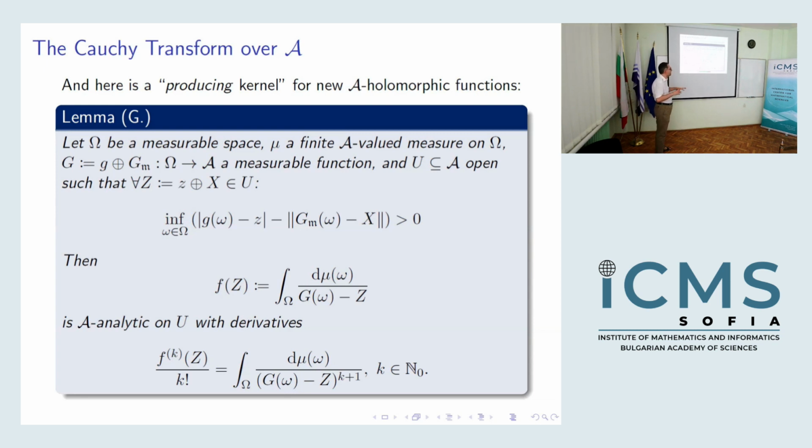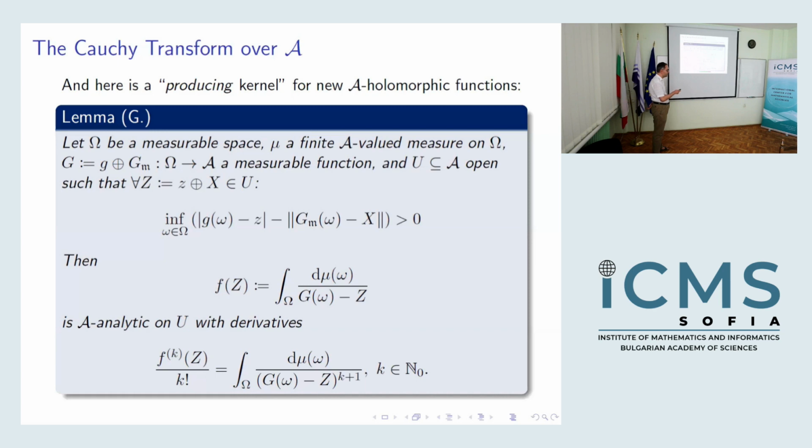There is an additional condition that it has to be well defined. It is when this condition is satisfied. It is not only well defined, but it defines an analytic function on U. This means that it can be expanded as a convergent power series with coefficients in A. And the derivatives are given in much the same way.